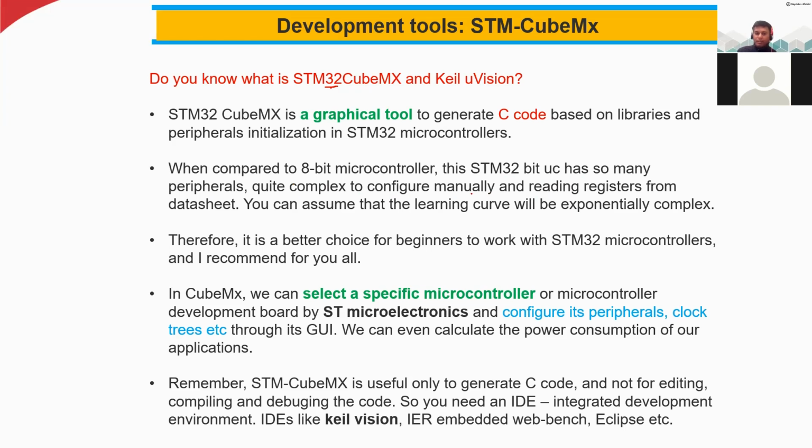And also reading registers from the datasheet. All these things, if we want to do manually, are going to be more complex. So we will use this tool to do these configurations and initialization. When you generate the C code, it will already have all the initializations and configurations of peripherals. So you just go to the user defined part and include your application code. Of course, if you use manual configuration, you can assume the learning curve will be exponentially complex. That is why we are going to use a tool. Therefore, it's a better choice for beginners to work with STM32 microcontrollers.